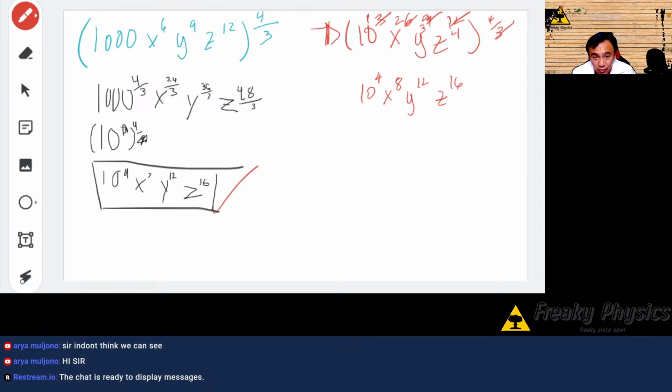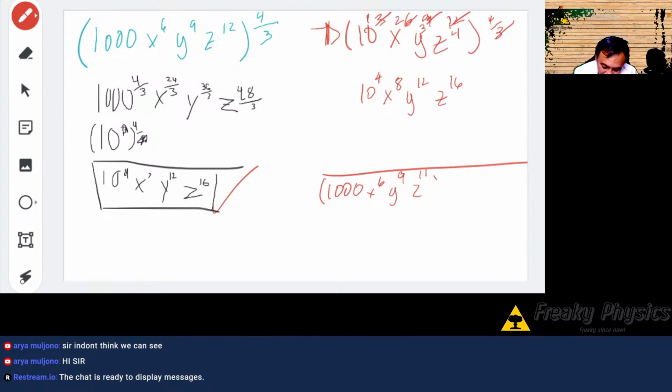Actually, this will work no matter what the numbers. So what do I mean by that? For example, what if I had 1000 x^6 y^9, but instead of z to the 12, I have z to the 11? It's still going to work equally well, but what will happen? This is going to become 10 cubed, x^6, y^9, z^11 raised to 4/3, right?